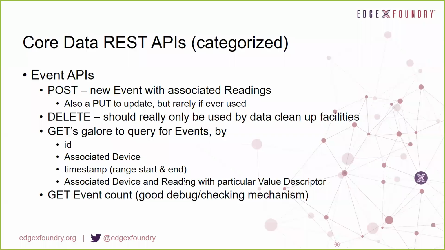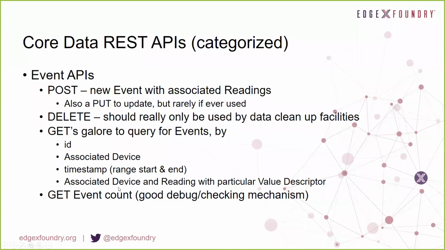And we've got gets galore, all sorts of get APIs to get events by their ID, as you saw. You can get an event by its associated device, by a timestamp range, by the associated readings, a value descriptor. You will see that with each of the microservices around EdgeX, there is, I think, a great availability to get information in and out of these particular services with a lot of APIs. You're probably only going to need a couple of them when you actually start to write some code.